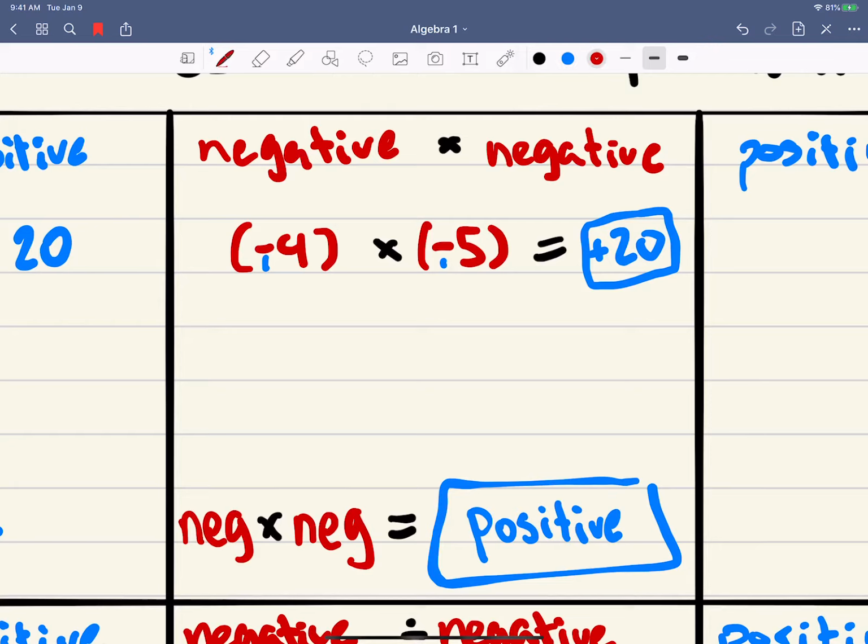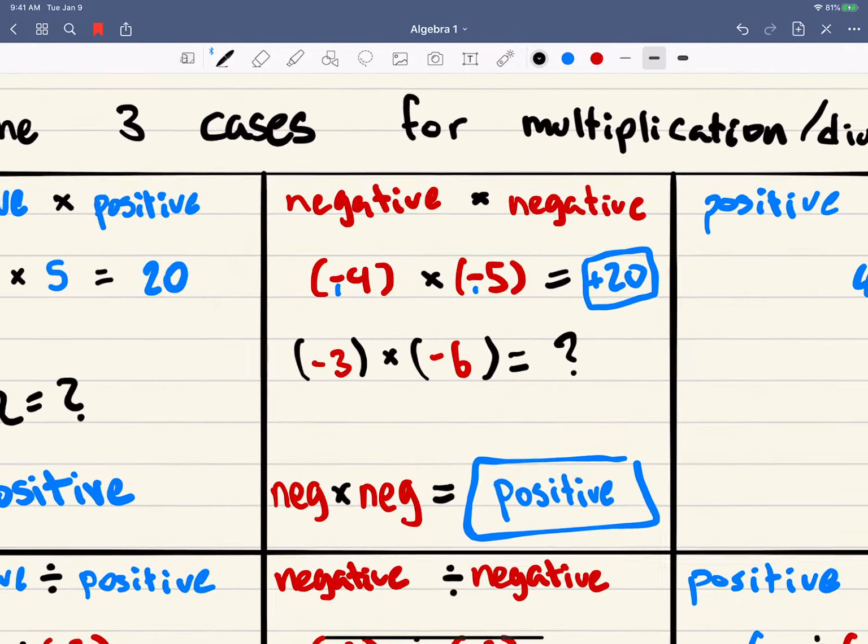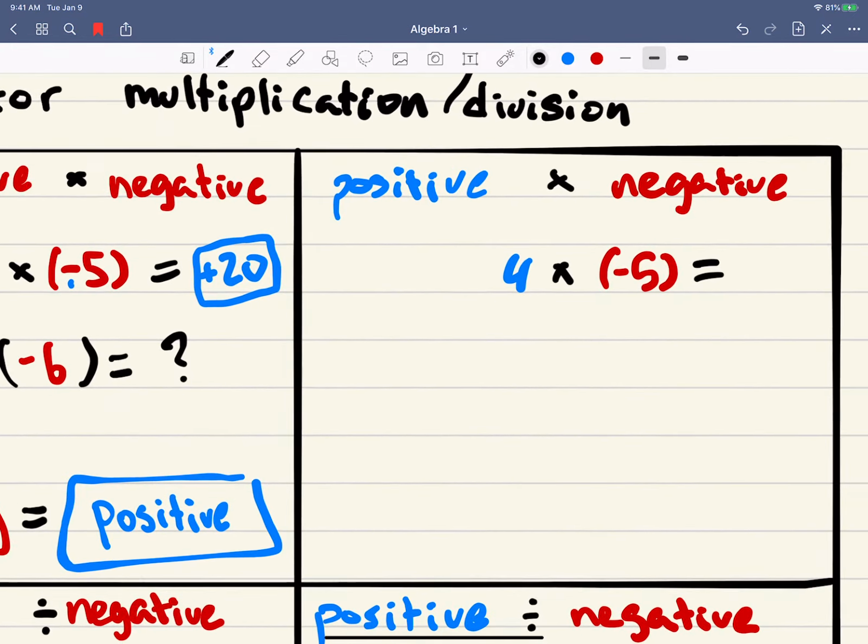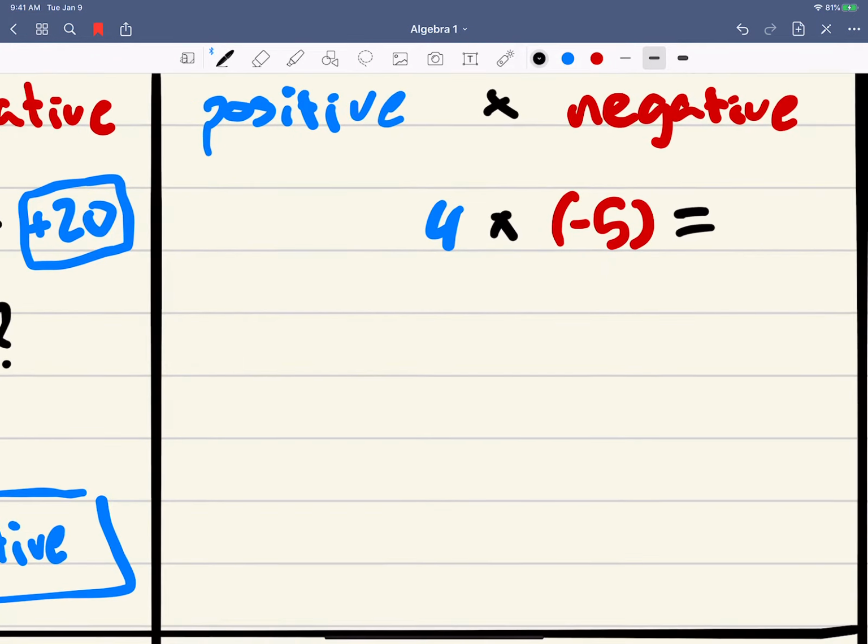Now, I want you to practice the following. Negative 3 times negative 6. What is that equal to? And then again, you're going to have an Edpuzzle question just prompting you right here. You go ahead and answer that. If you're just watching this straight from YouTube, well then, figure it out on your own, and then good luck.